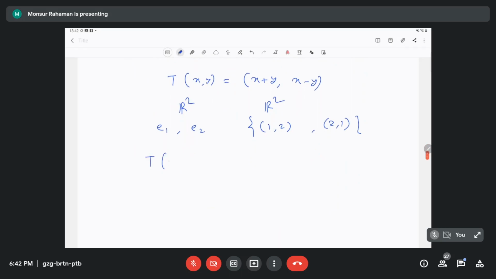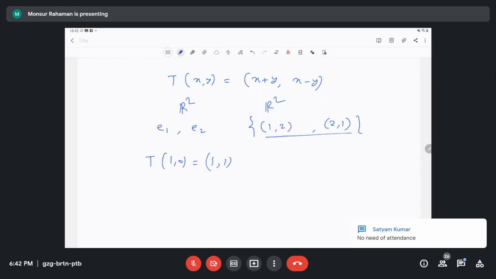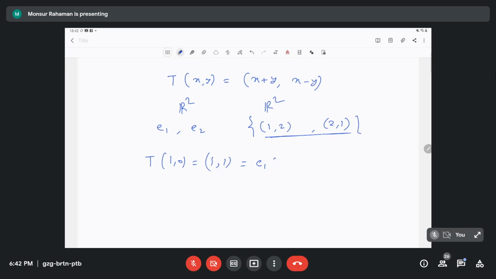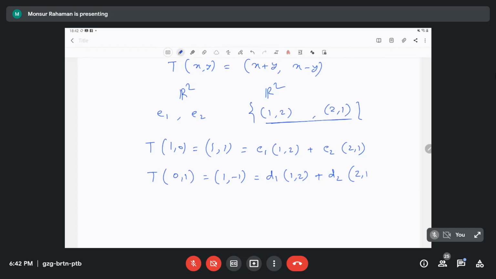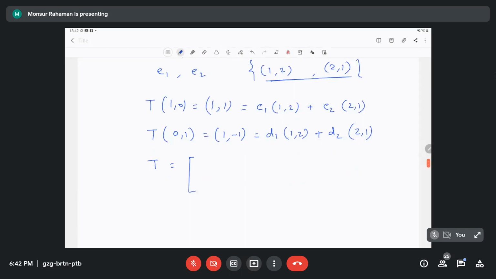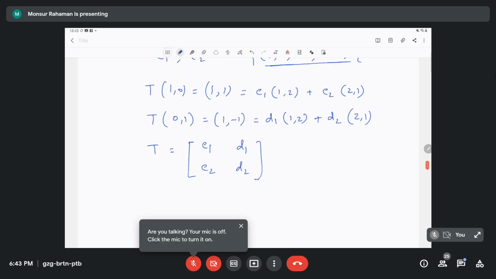Okay, so in this also, T(e1), e1 is (1, 0), so you can write (1, 1). So (1, 1) has to be expressed with respect to this basis. So you can write it as c1(1, 2) + c2(2, 1). You have to find c1 and c2. T(e2) will be (1, -1). It will be, suppose, d1(1, 2) + d2(2, 1). So the matrix will be c1 c2 and d1 d2, where you have to find c1, c2 and d1, d2.